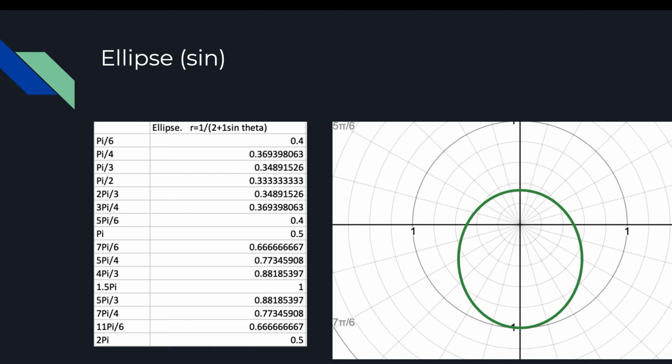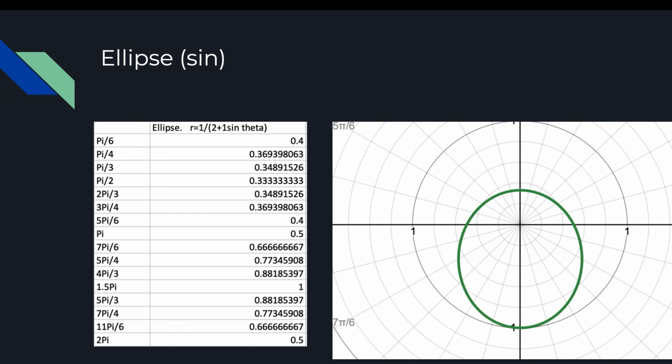And then because this ellipse is using sine of theta, we are symmetrical over the y-axis. And in this particular one too, the ellipse is mostly below the x-axis, and this is because between the values of theta 0 and pi, everything we're going to get is positive, so we're adding 2 plus 1 times a positive number, which is just going to make our r value smaller because we're dividing k by a bigger number.